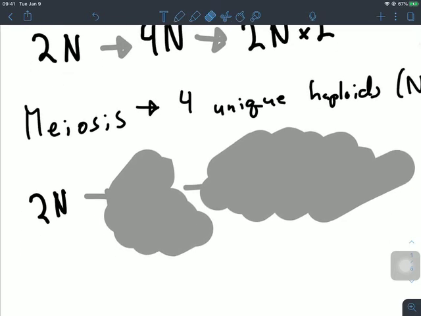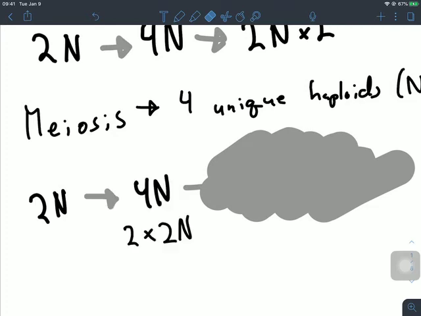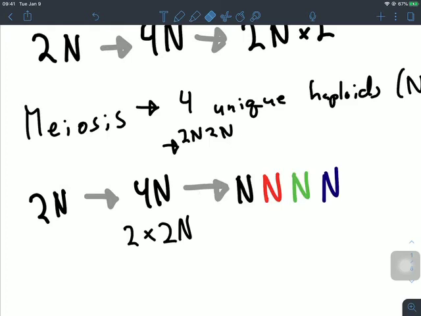Now, looking at meiosis from a view of ploidy, you have a 2N cell that will duplicate its genome to be 4N with those two sets of 2N. That will then go through incremental steps, where first it ends up as two cells that are 2N, and then we'll eventually get to our final product of four cells that are each haploid and ultimately genetically unique, as indicated by the different colors here.